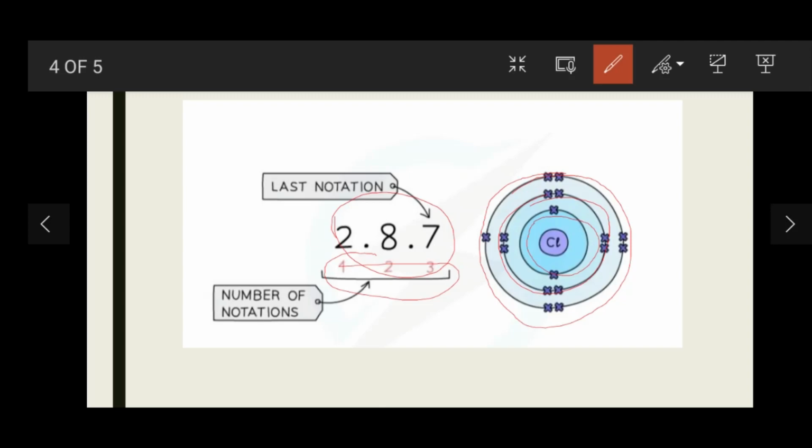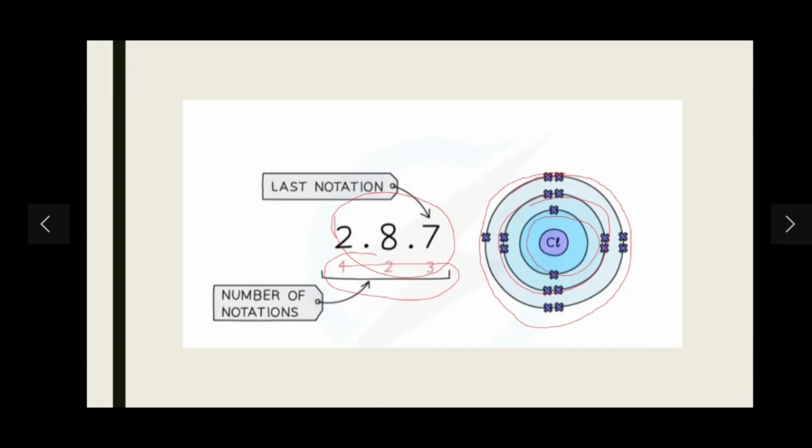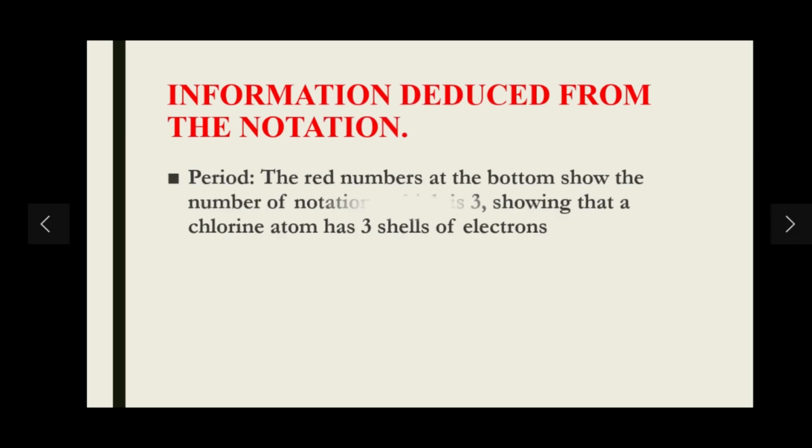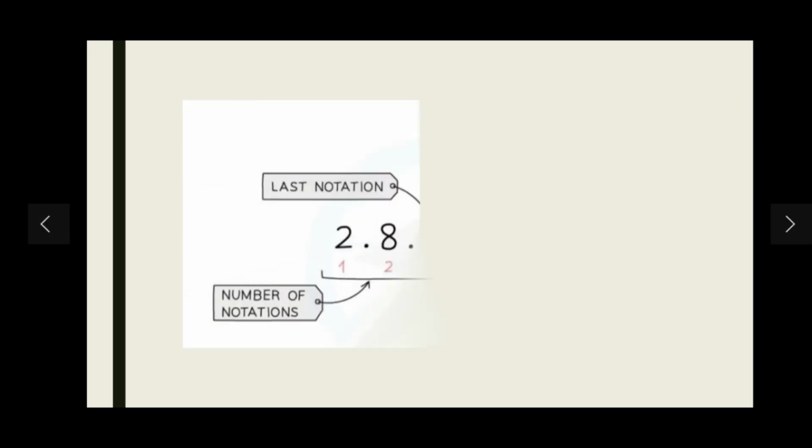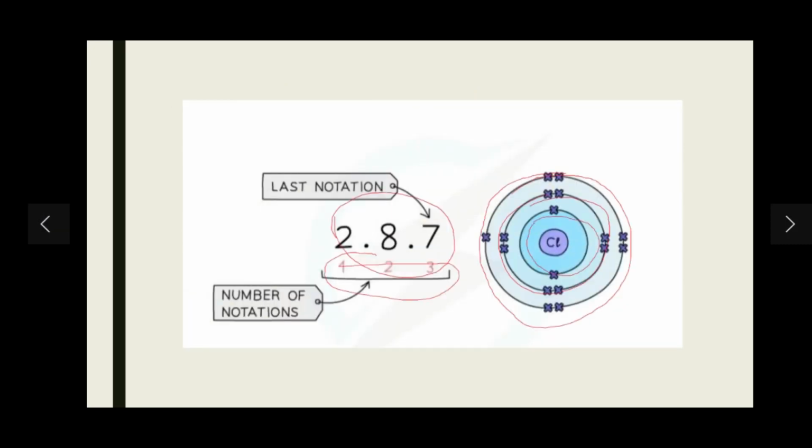All right. Now let me show you some important statements. Information deduced from the notation. So what we can deduce from this notation, and from the period number and the group number. You can see the period, the red numbers at the bottom show the number of notations, which is 3. Okay, so we have 3 notations. So in total, we have 3 notations.